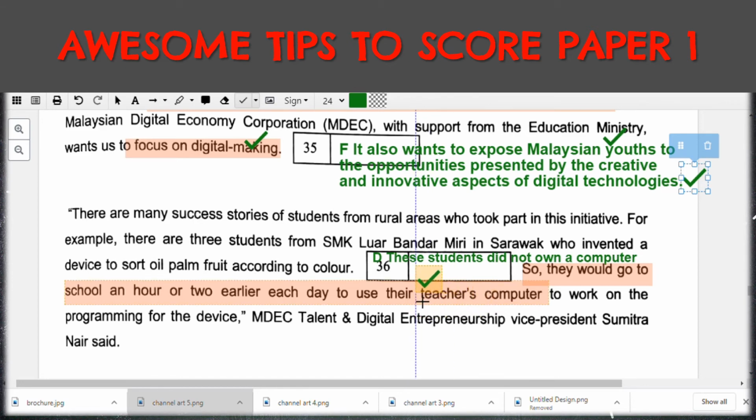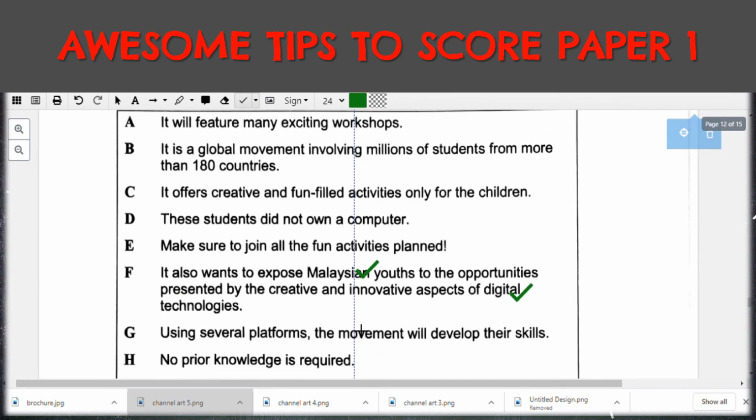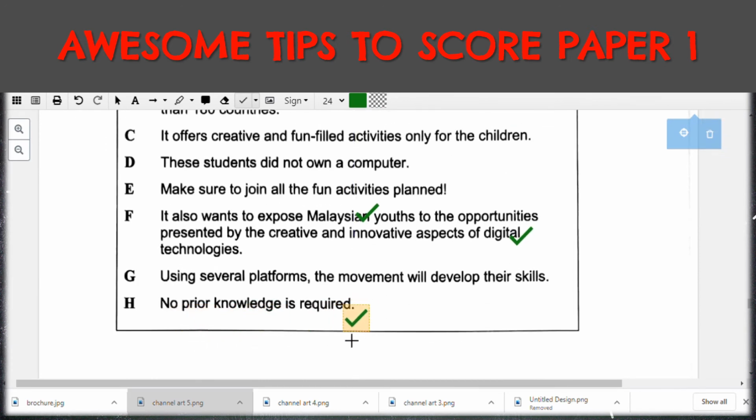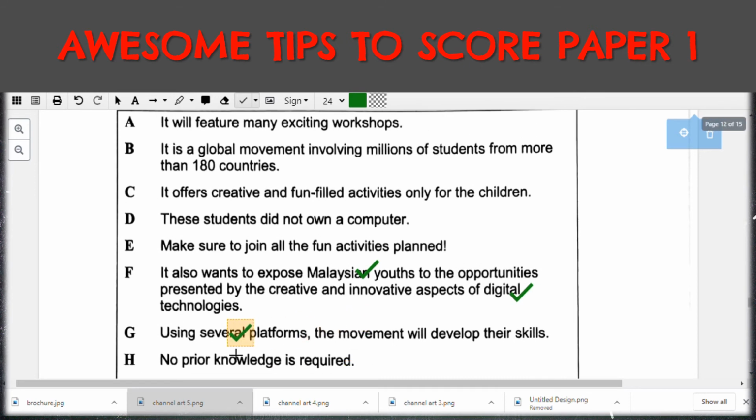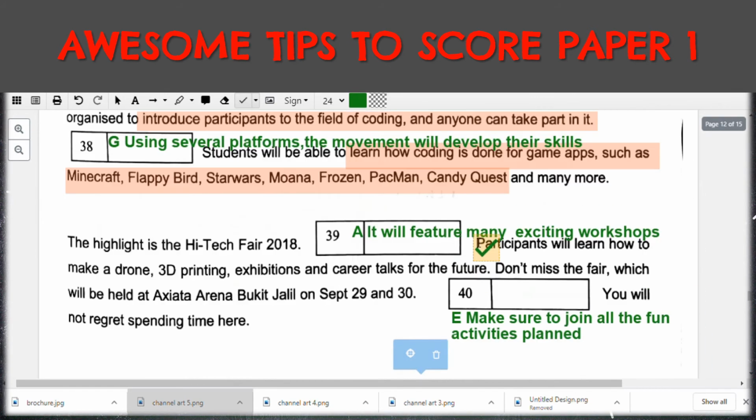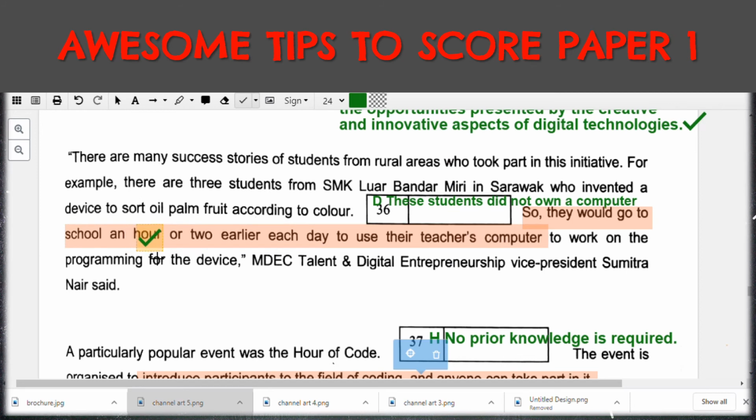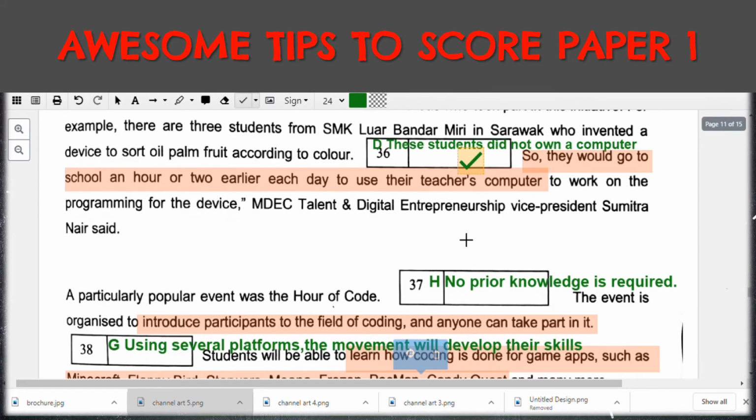Okay, now look at what other possible. You see, it cannot be no prior knowledge, nothing to do with computer. Using several platforms, make sure it offers creative, nothing. So the best answer is 35. 36, these students did not own a computer. When they don't own a computer, then only they go to school earlier to use their teacher's computer. So the best answer for 36 is D. They here refer to these students. So it's correct. These students. Okay, now let's look at.